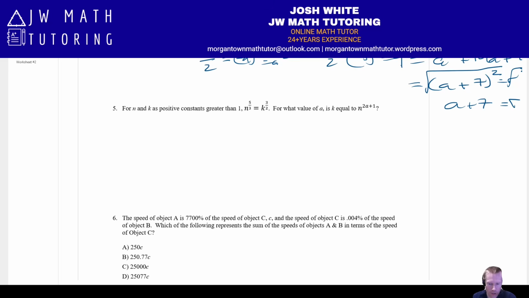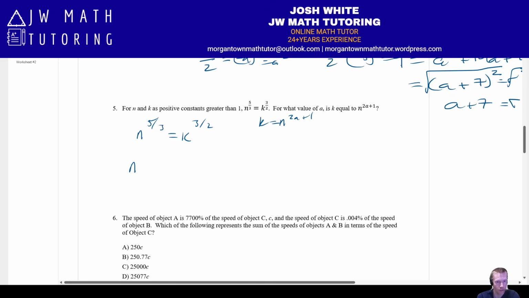Okay, the way to do this by hand would be to first write out the two things that are equal. And then we also know that k is equal to n to the 2a plus 1. Now I'm just going to replace k with this n to the 2a plus 1. So we get n to the 5/3 equals n to the 2a plus 1 quantity raised to the 3/2 power, just substituting in.